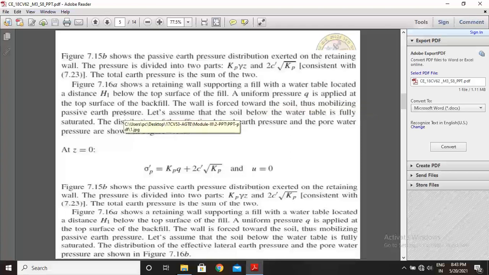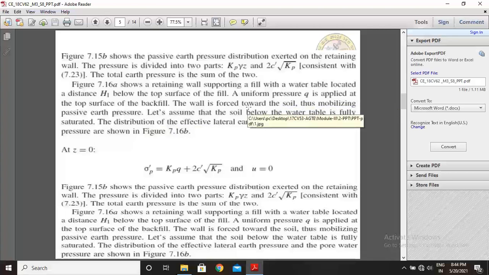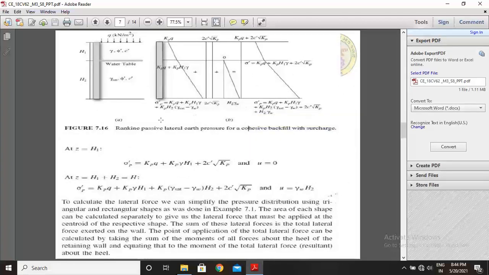Figure 7.16a shows a retaining wall supporting a fill with a water table located at a distance h1 below the top surface of the fill. See this figure; the same explanation as in active earth pressure, now defined with respect to passive earth pressure. This is the vertical wall, this is h1 height, this is h2 height. The water table is located at a depth of h1, and above the water table the backfill properties are gamma, phi dash, c dash, and this is the surcharge load. Below the water table, we have the saturated unit weight, phi and c. These are the backfill properties given.